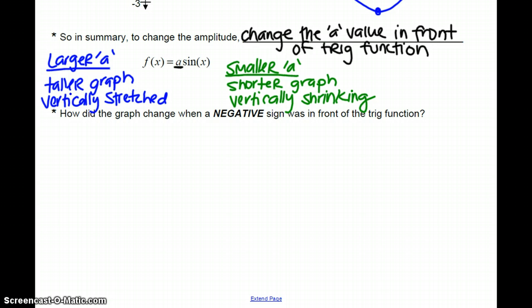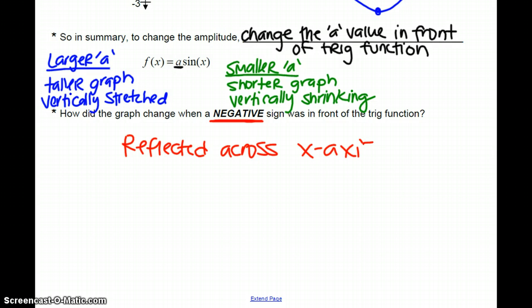Now the last thing that we did was the one in the middle. Not only did our amplitude change to 2, but there was a negative sign in front of this. So what did that negative sign do? Well, it reflected the graph across the x-axis. So if you ever throw a negative sign in front of your function, you're going to reflect.